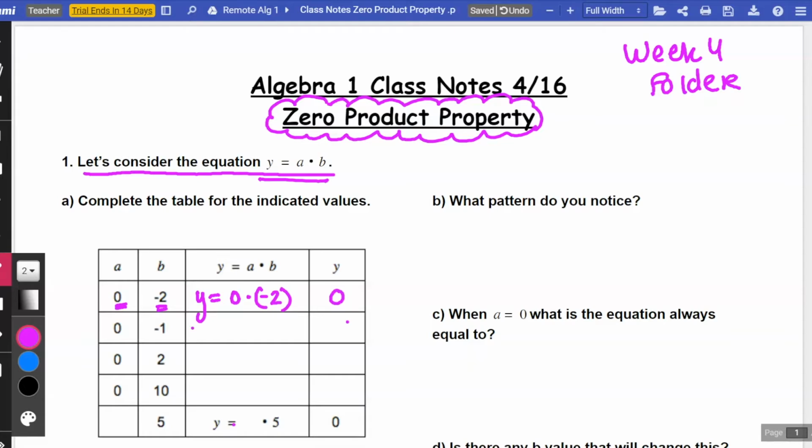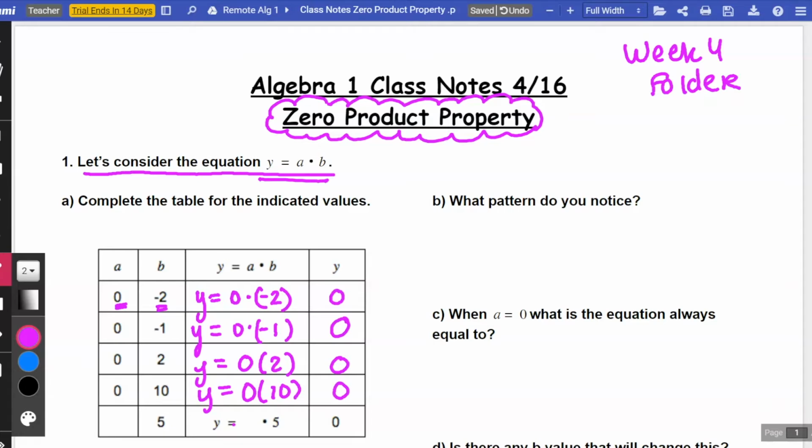The next one, y is equal to, again for a, they want 0 times -1. What's 0 times -1? 0. Then for a they want 0, b they want 2, so y is equal to 0 times 2, which is again 0. A is 0, b is 10, y is equal to 0 times 10, which is 0.